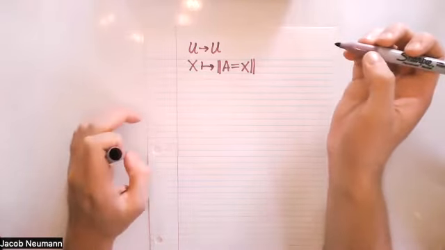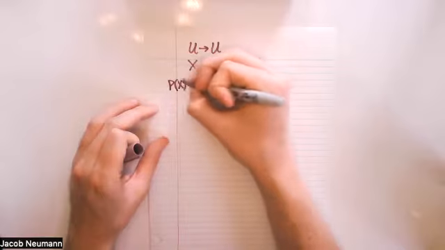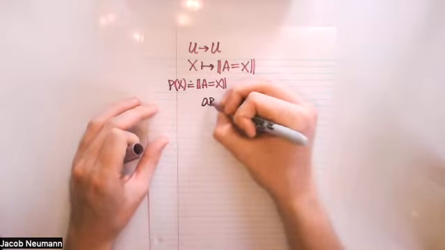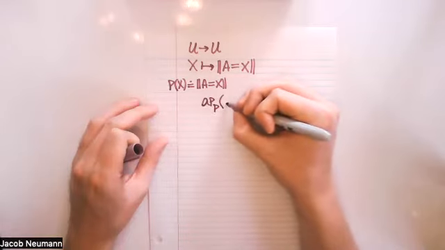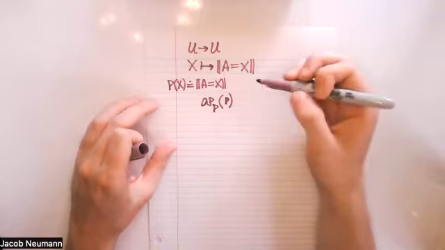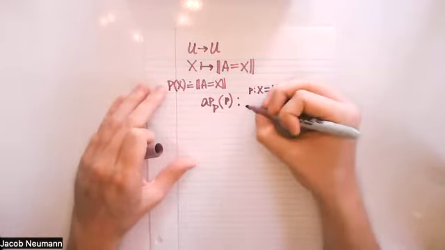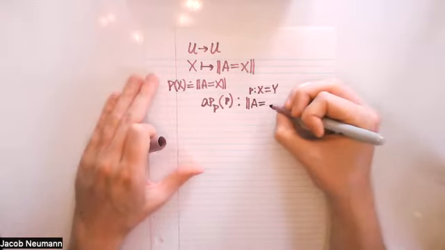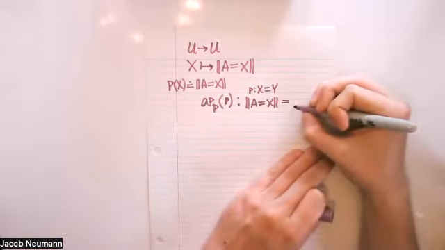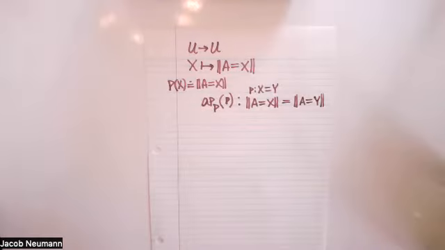And so given the type family, if this was our type family P, so P of X is equal to A equals X, then a natural question would be, what is app P of some little p? So if I have an equality between types X and Y, so if p is X equals Y, then this would be that truncated A equals X equals truncated A equals Y. So we need to say what this does.